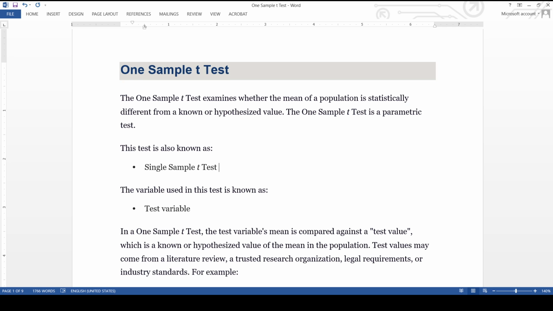Yes, just to say that invariably, the way you interpret your result is based on the hypothesis that you set at the beginning. Whether it's a two-tailed or one-tailed hypothesis, that's the way you also interpret your result. Thank you, Prof.